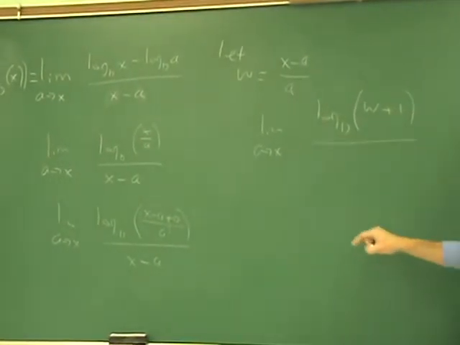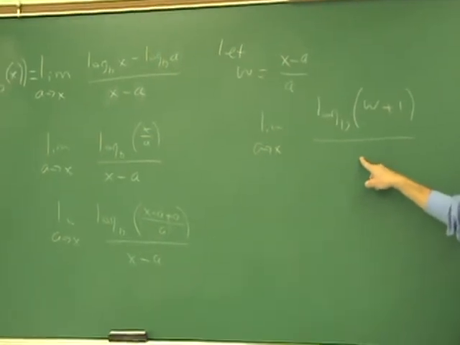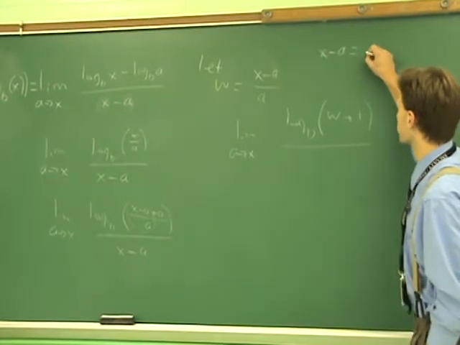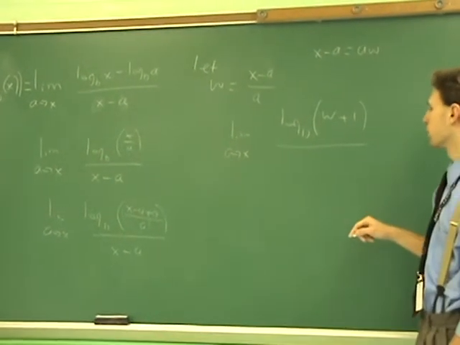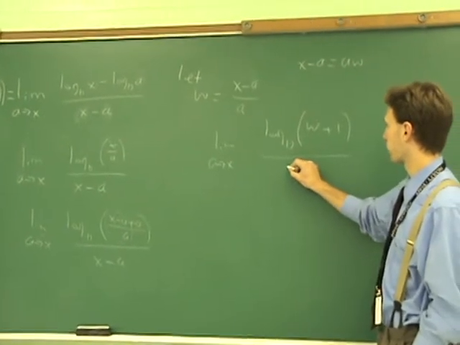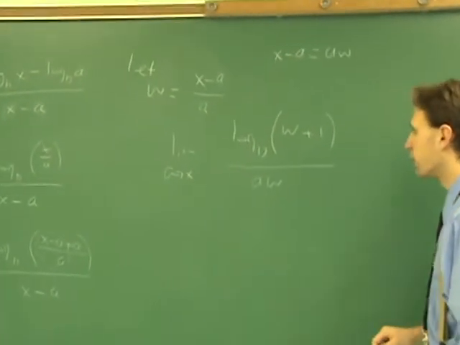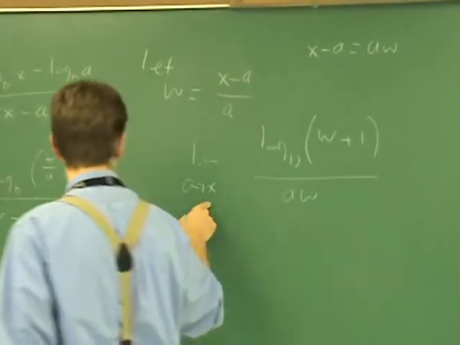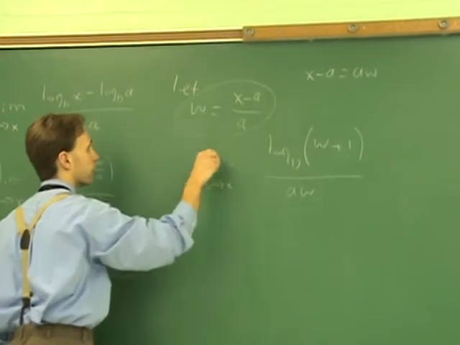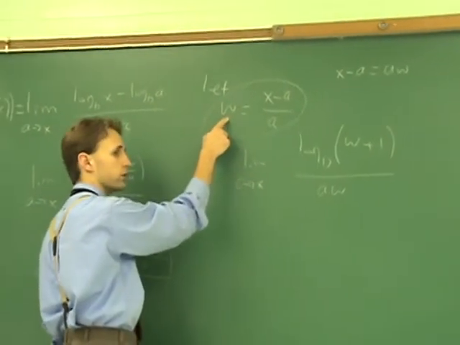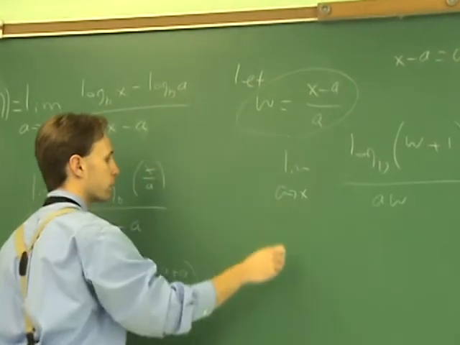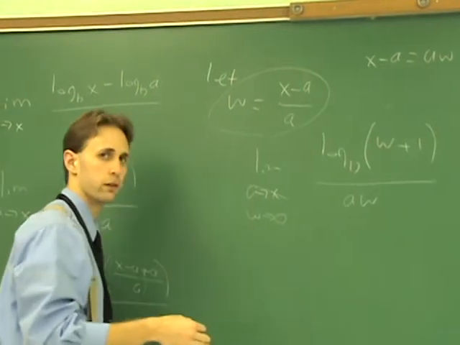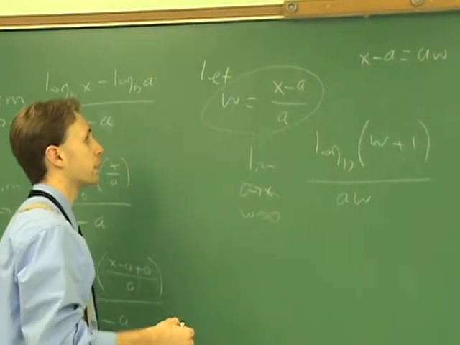And on the bottom, we used to have x minus a. What can we replace that with? Well, if you take the expression, you see x minus a equals aw. So whereas we had x minus a on the bottom, we'll now have aw on the bottom. In doing so, we can actually change what the limit is as well. As a goes to x, w must go to 0. So I'm just going to write that and say w goes to 0. They're going to mean the same thing. In fact, they imply each other.